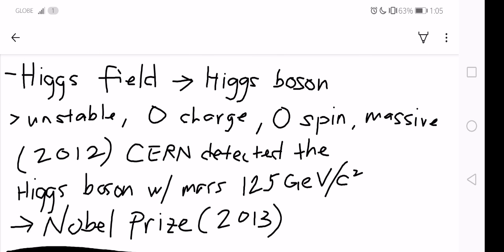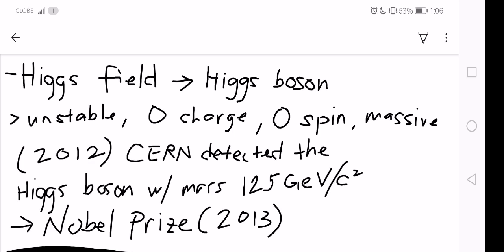So one way to verify the existence of the Higgs field is by detecting a vibration in its field, which is the Higgs boson. So the Higgs boson, its properties include that it is unstable, it has zero charge, zero spin, and it is a massive particle. So in 2012, CERN detected the Higgs boson with a mass of 125 GeV per c squared.